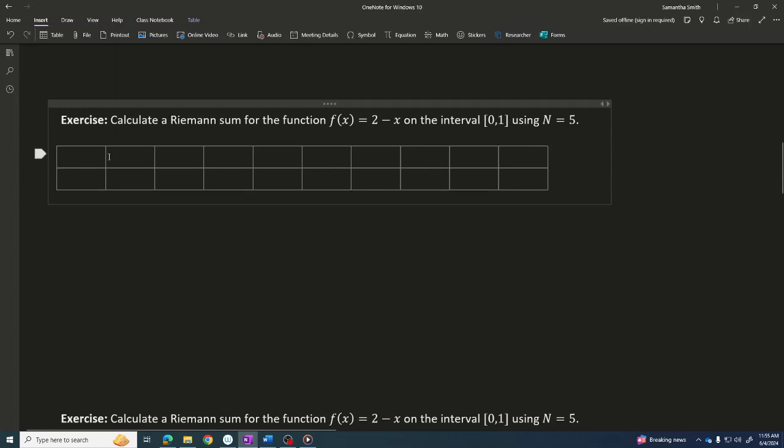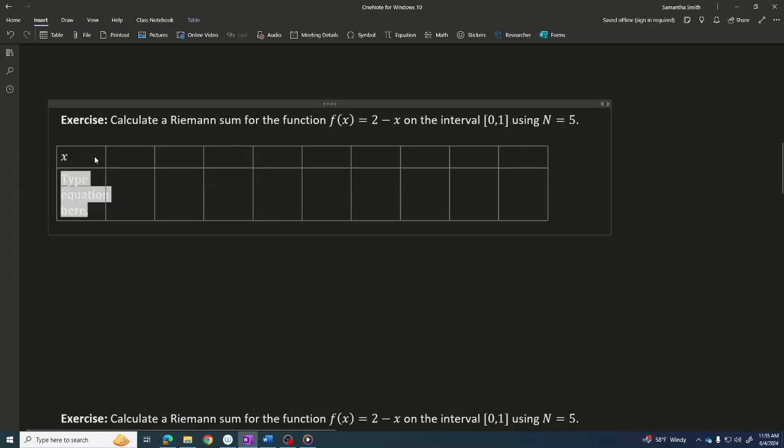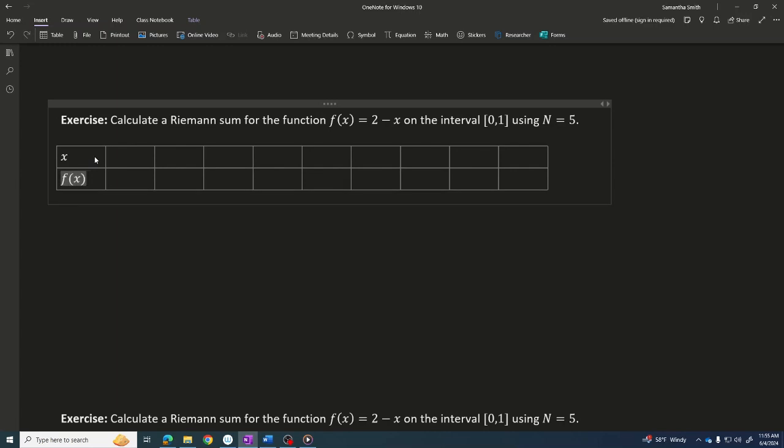So here, for example, in the table, I'm going to put down some x's. And here, for example, in the table, I'm going to put down the corresponding f of x values, creating my own table. Now, the interval that I'm given to work with is from 0 to 1. So the first value in that interval is going to be 0. And now I need to split this interval into 5 pieces.